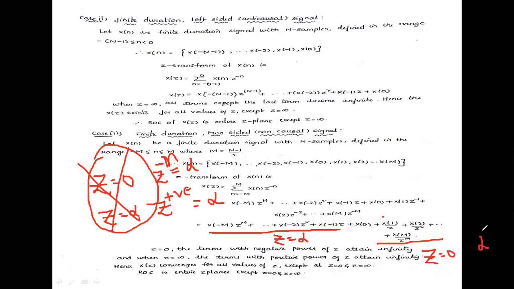The function becomes infinite here. And here, the function becomes infinite. So except z is equal to infinite and z is equal to 0 in this equation, for all remaining values the function exists. At z is equal to 0, the terms with the negative powers of z attain infinity. And at z is equal to infinite, the terms with the positive powers of z attain infinity. Hence, X of z converges for all the values of z except z is equal to 0 and infinite.